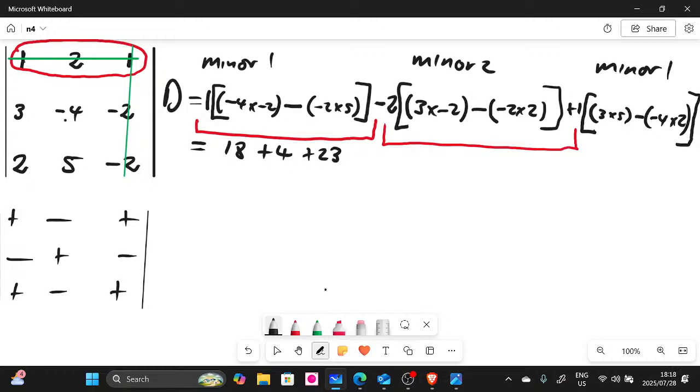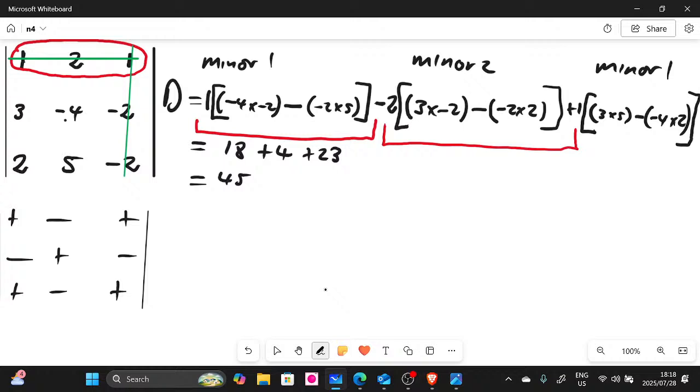Right, so if you add them together, 18 plus 4 plus 23, if you put them inside the calculator, this gives me 45. There we go, people. Please double check if the 45 is correct. Right, now this is the determinant of our matrices here.